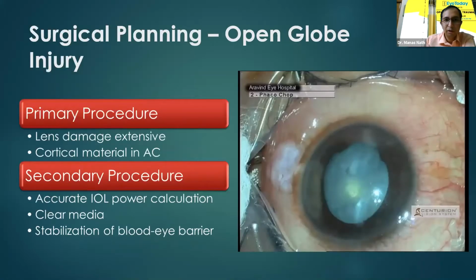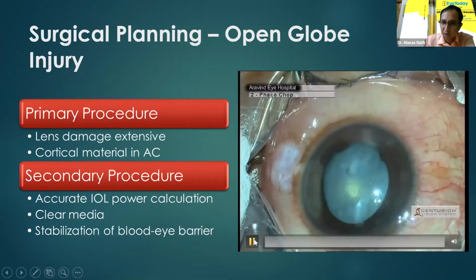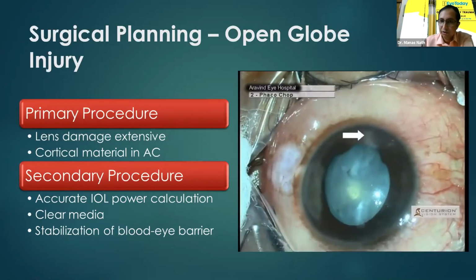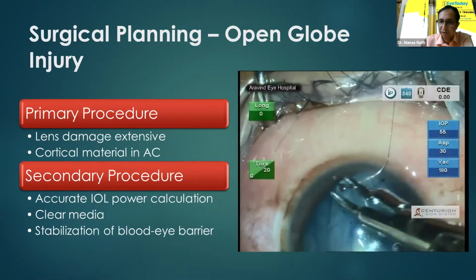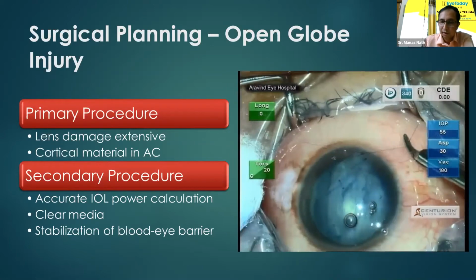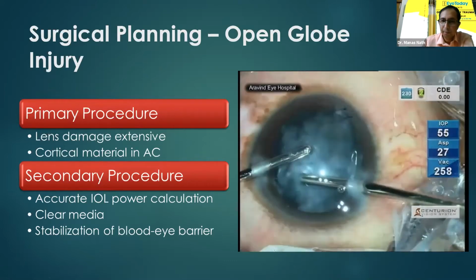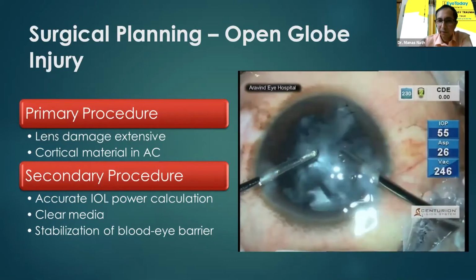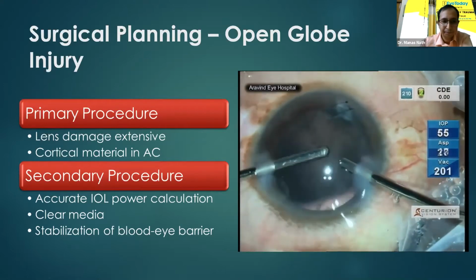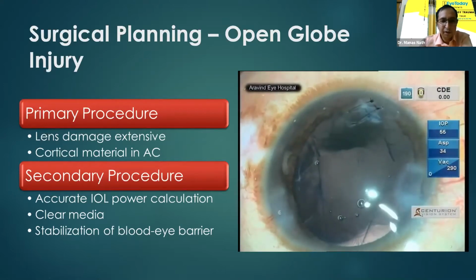So while planning for your open globe injury, the lens is removed as a primary procedure when there is extensive damage of the lens with cortical matter in the anterior chamber. Here, as you can see, along with the corneal tear, there is extensive damage of the lens, and after repair of the cornea, the soft cataract is removed bimanually, and the plan is to preserve as much capsule as possible for future IOL implantation. The advantage of secondary lens removal is that we'll have an accurate IOL power calculation and clear media for the surgery.